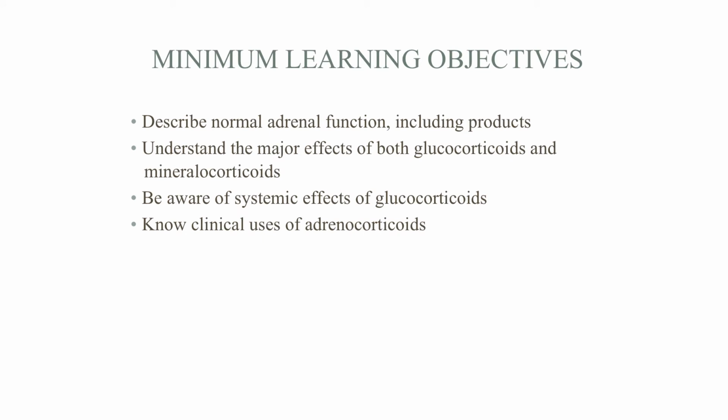We'll start out in this talk discussing and reviewing, if it's a review, normal adrenal function, including the products of both the cortex and the medulla. And because this lecture is going to focus on the cortical products, we'll review glucocorticoids and mineralocorticoids. And just remember that these substances affect nearly every cell in the body. They just need a glucocorticoid receptor to bind to. Luckily, every tissue in the body has them.